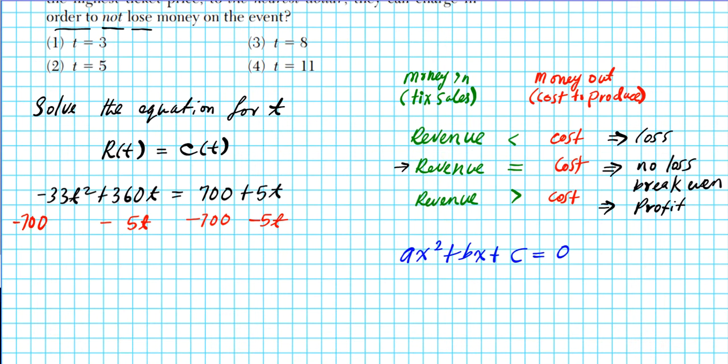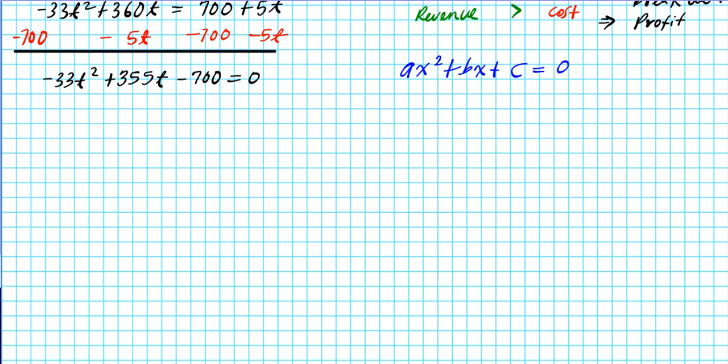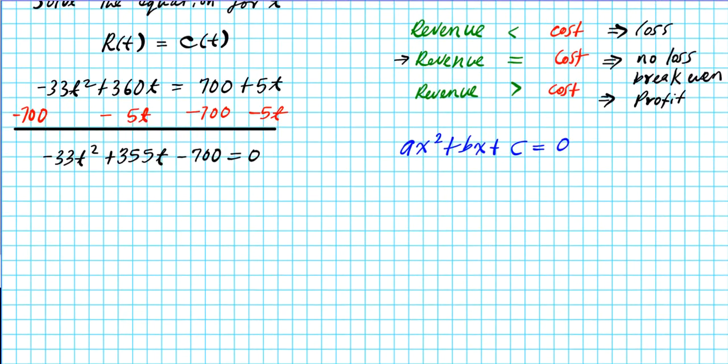Okay, now when we combine these two, we're going to end up with the equation in standard form, which is, I'm going to write the highest degree first, negative 33t squared. Now 360 minus 5 is 355, plus 355t minus 700 equals 0. So there goes our quadratic equation. Okay, now what we're going to do is we're going to solve it.